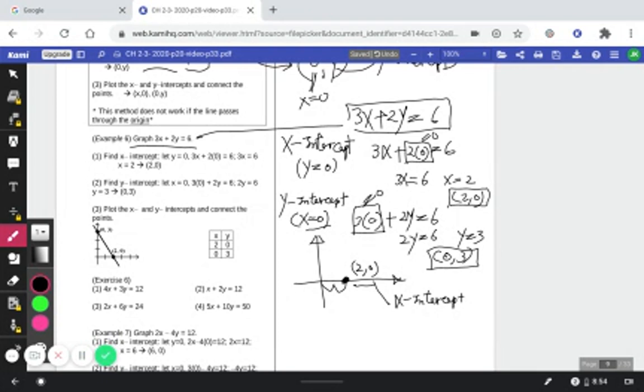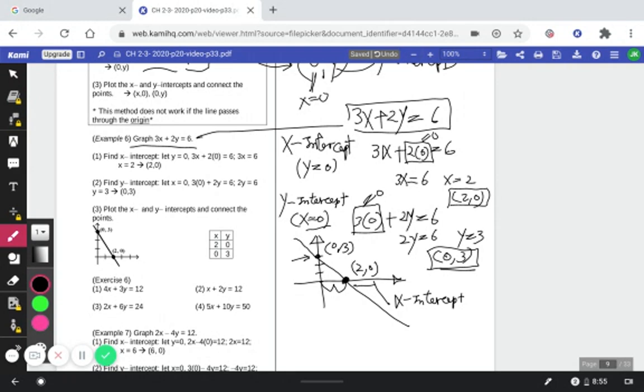And how about where it passed through the y? Y-intercept is 0, 3, right? So 0, 1, 2, 3. So this point is 0, 3, which is y-intercept. So when you connect these 2 points with a straight line, nice and easy. So that's the graph. So this point we call the line intercept with the y, so we call y-intercept.